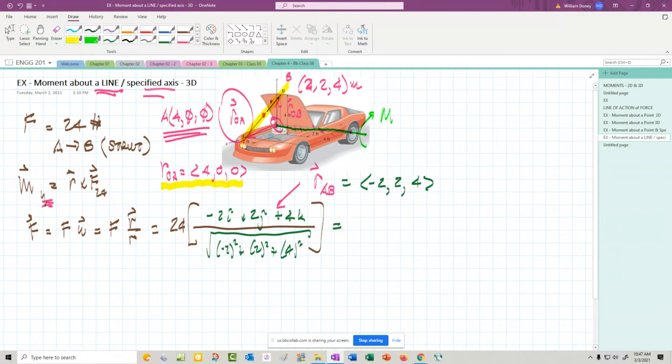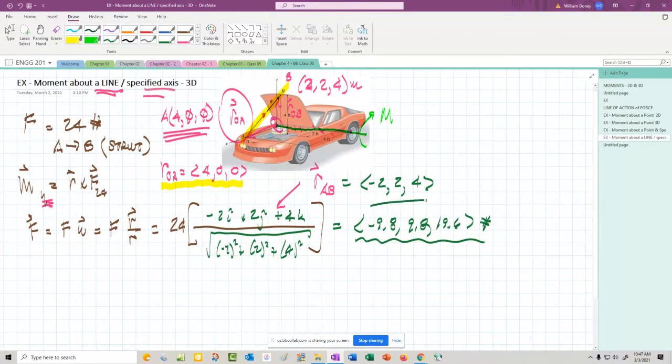I did this problem earlier. If you go through this, you get -9.8, 9.8, and 19.6. And we're in pounds, so it's that. That is the force vector: the 24-pound force put into Cartesian vector notation.